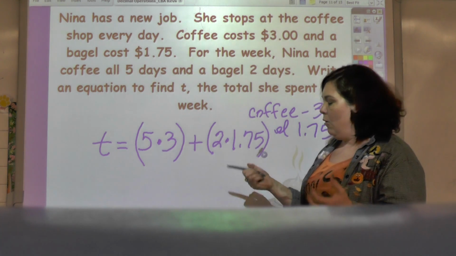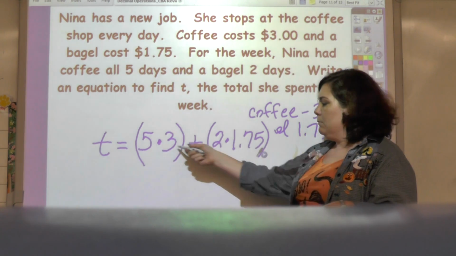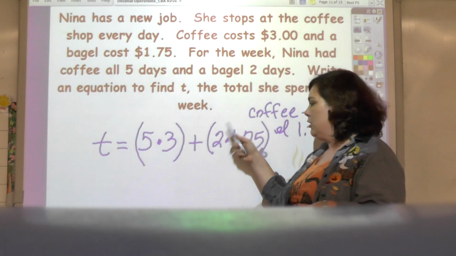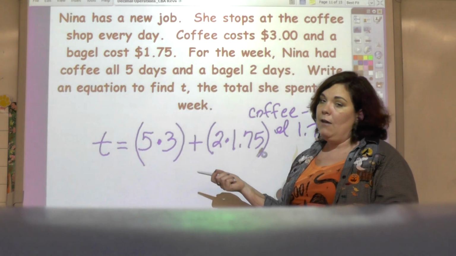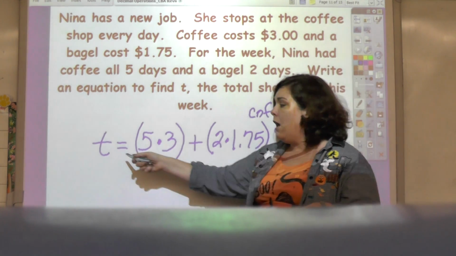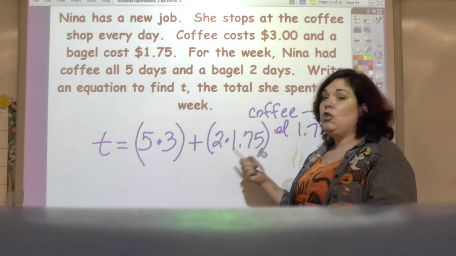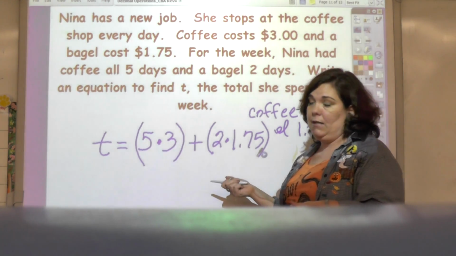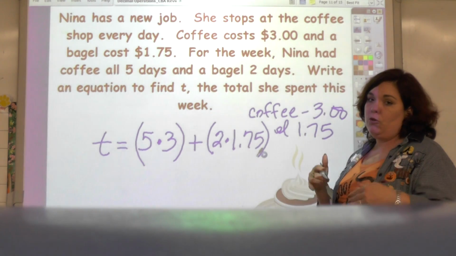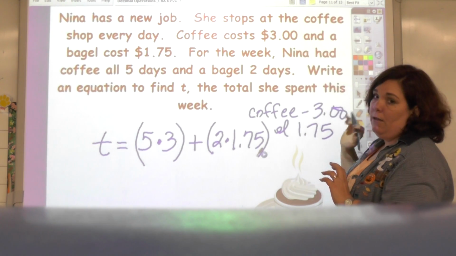And so this, in the order of operations, would say do what's in parentheses first, or do what's multiplied first, and then add up. So I find the total for the coffee and the total for the bagel and add those together. Now, it's not asking you to solve this. You don't have to find out how much she spent. You're just writing the sentence that shows how to find what she spent. And so you'll be given a problem, and there'll be 4 choices, and you'll find the one that matches the problem the best.